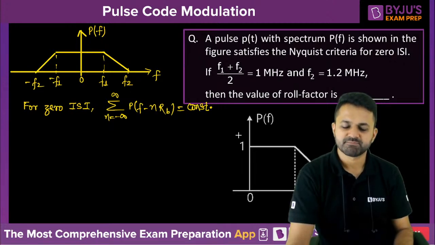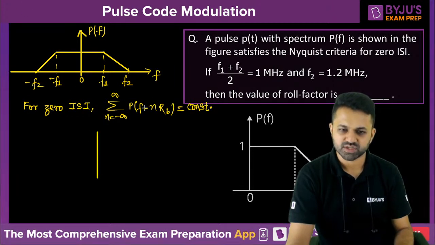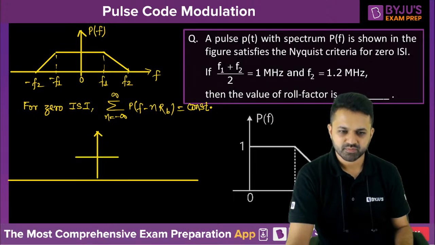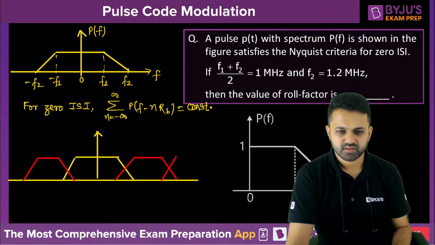So how will you get this as a constant? For this you have to draw the signal in such a way, because P of f is already given. Now P of f minus n RB, P of f minus n RB. So it would be like this. It will start from here, and it will start from here, like this. This is for different values of n.